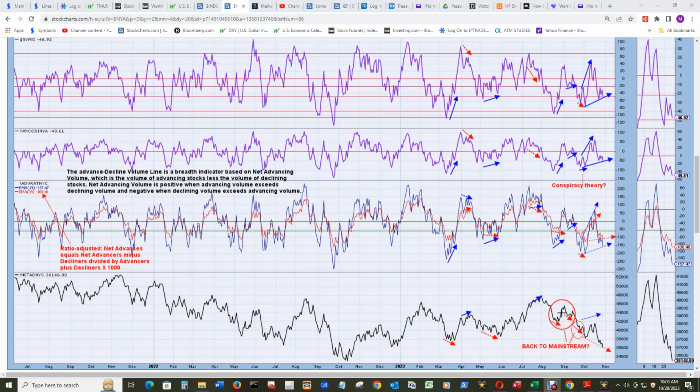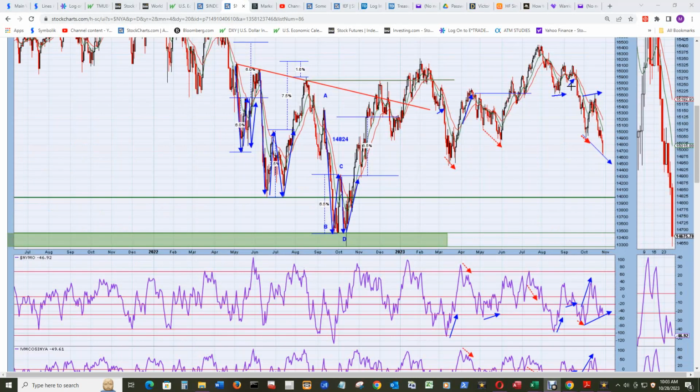So you can see they're pointed down here. Let's focus on this little one here. You can see that its companion up here in the volume oscillator pointed up. The ratio adjusted McClellan volume oscillator for NYA pointed up, and the ratio adjusted McClellan breadth oscillator for the NYA pointed up, along with price for the NYA pointed up.